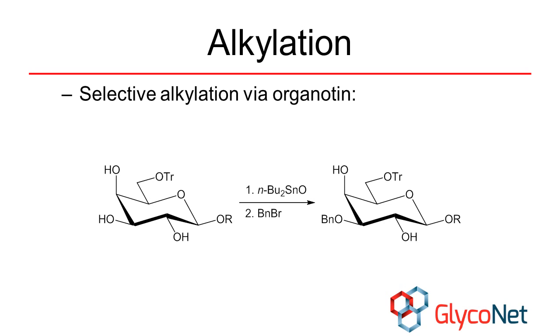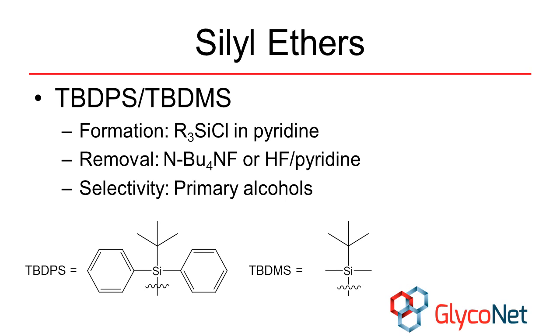Alkyl protecting groups can be added selectively using organotin reagents, just as for acyl groups. The equatorial hydroxyl of cis diols is preferentially protected. Ether linkages aren't restricted to carbon-oxygen-carbon bonds. Silyl ethers are also frequently used.